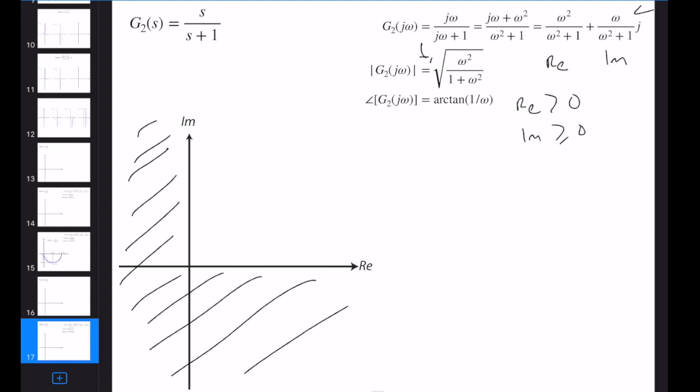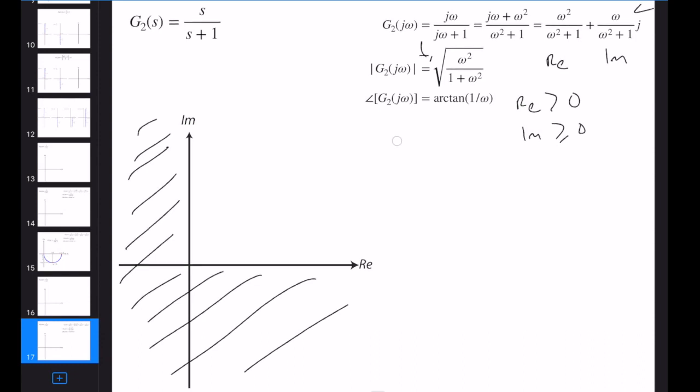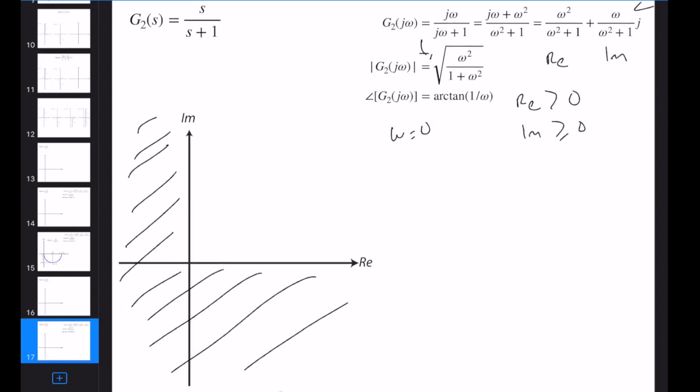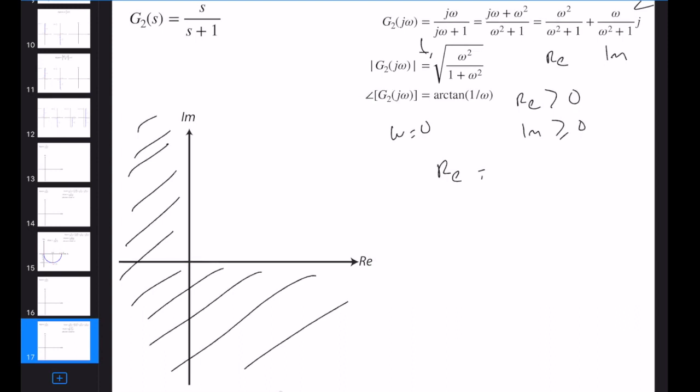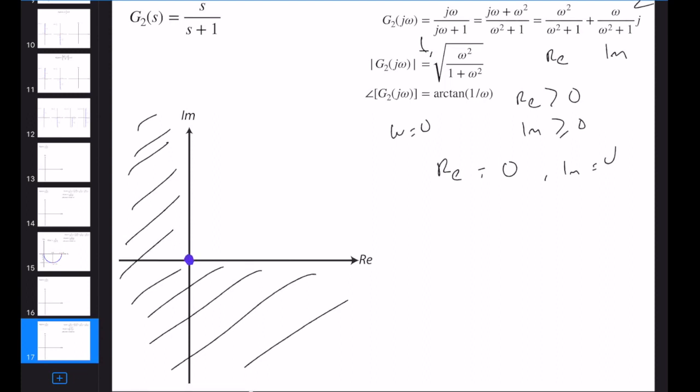Let's start with omega equal to 0, because it's one of the most important frequencies, the DC frequency. The real part is equal to what? 0. The imaginary part is equal to 0. It's good. So we are starting from the origin now, which is not very common, because in a high pass filter we have this kind of behavior. And this is omega equal to 0. It's nice. Let's look at infinity.